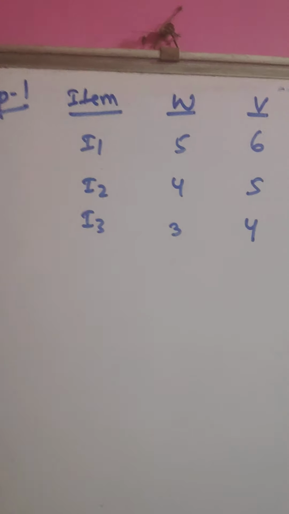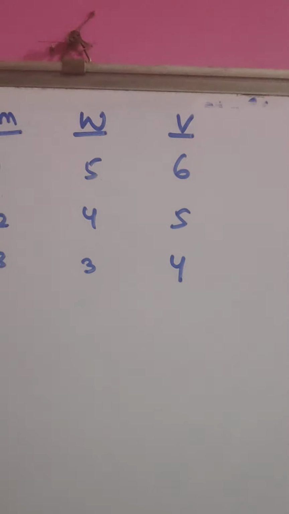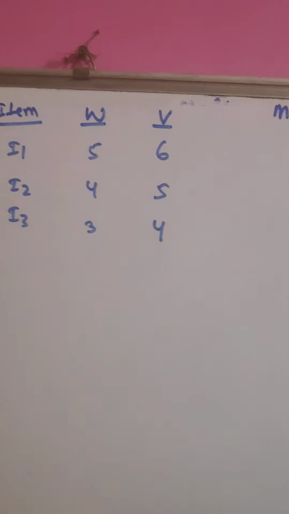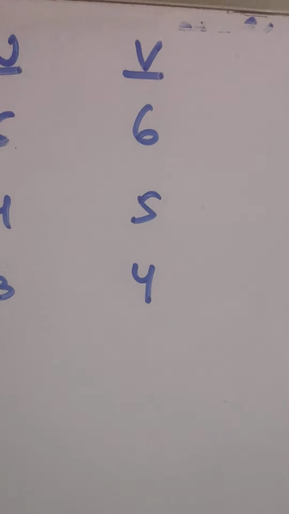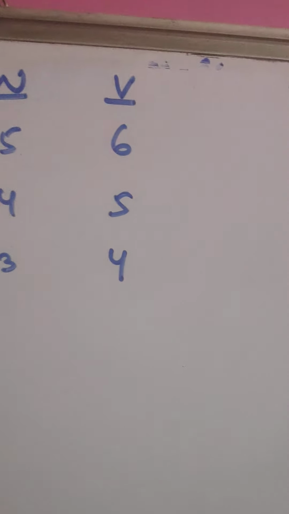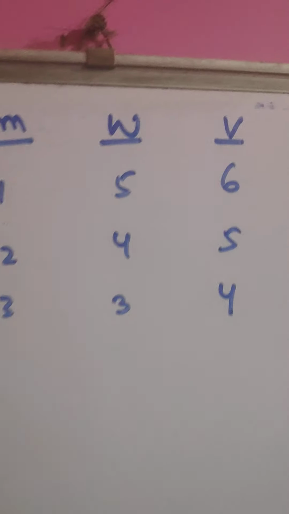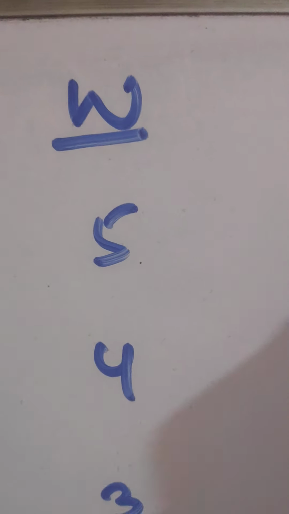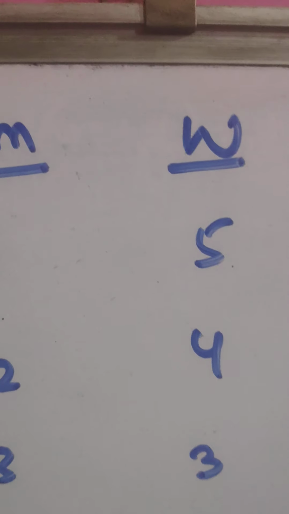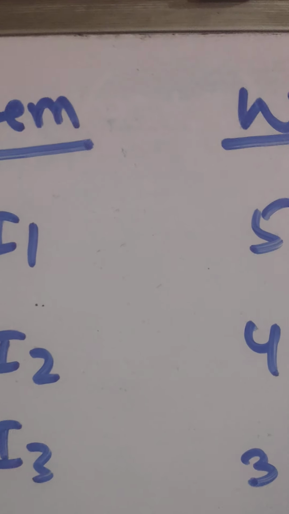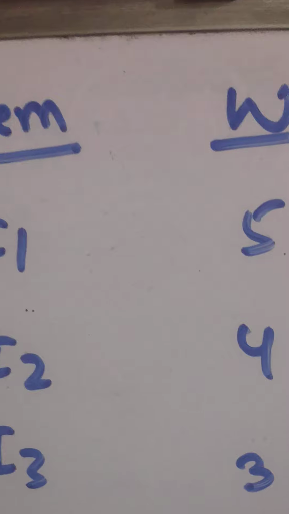Okay, so let us start. Let us go to step 1. This is what is given: items I1, I2, I3. Weights are W1 is 5, W2 is 4, W3 is 3. Then V1 is 6, V2 is 5, V3 is 4. Bag size M is 7. So what I have to do is find Pi, that is profit. Pi is Vi by Wi.